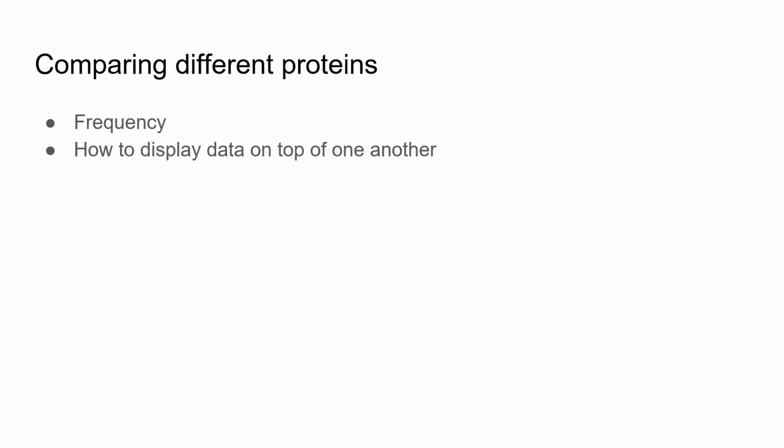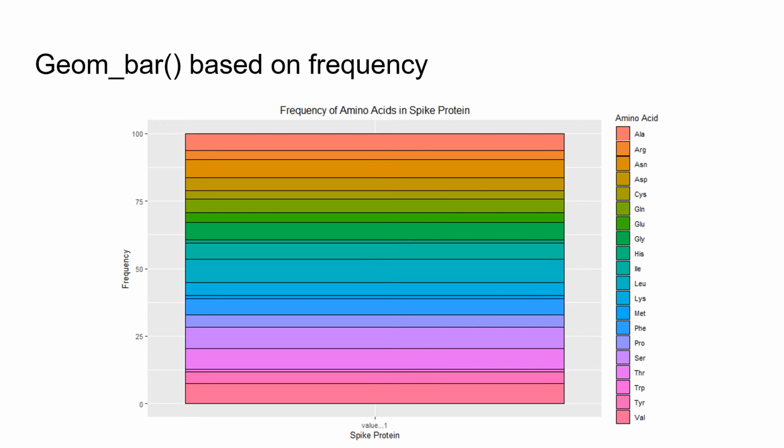So additionally, what we want to do is display this data on top of one another. So being able to overlay different proteins to see how they might compare and contrast from one another based off of the frequency. So here we have the frequency of amino acids within the spike protein, and this is visualized using a geom_bar.